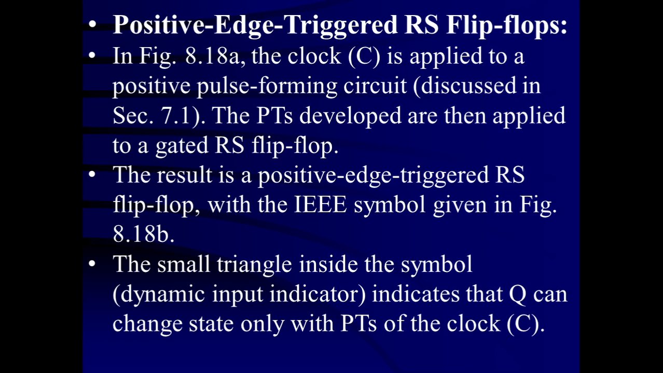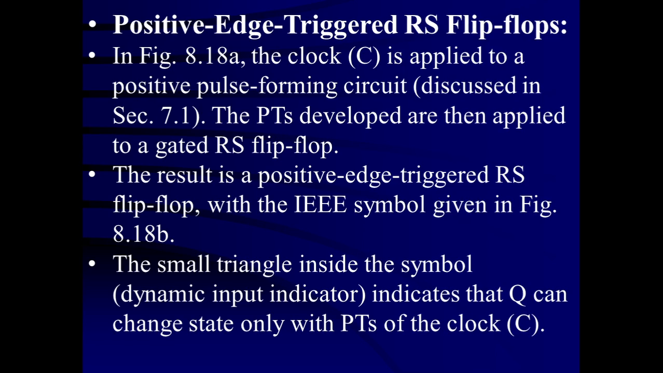What is this pulse forming circuit? The pulse forming circuit we have studied in a previous semester. That means during the positive transition of the clock, a small voltage spike or positive voltage spike is going to be produced. So when the clock makes a transition from low to high, at that brief instant of time only, the positive spike is going to be produced. That is called a positive pulse forming circuit.